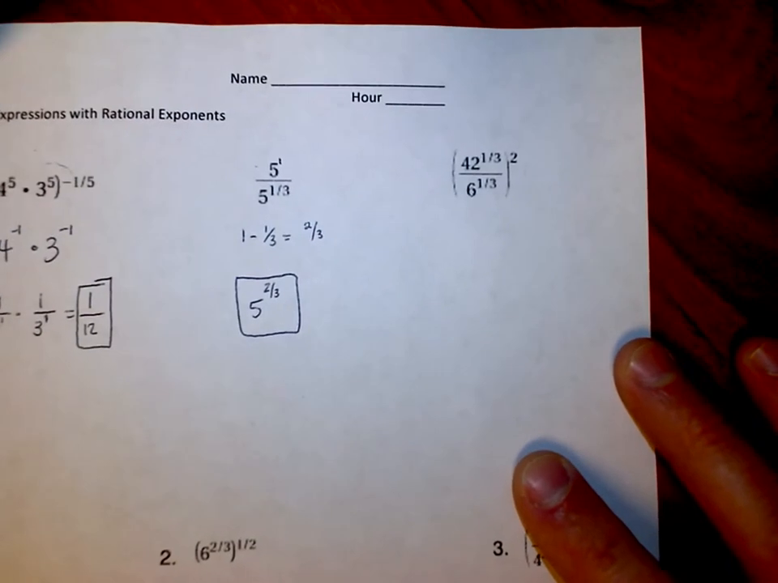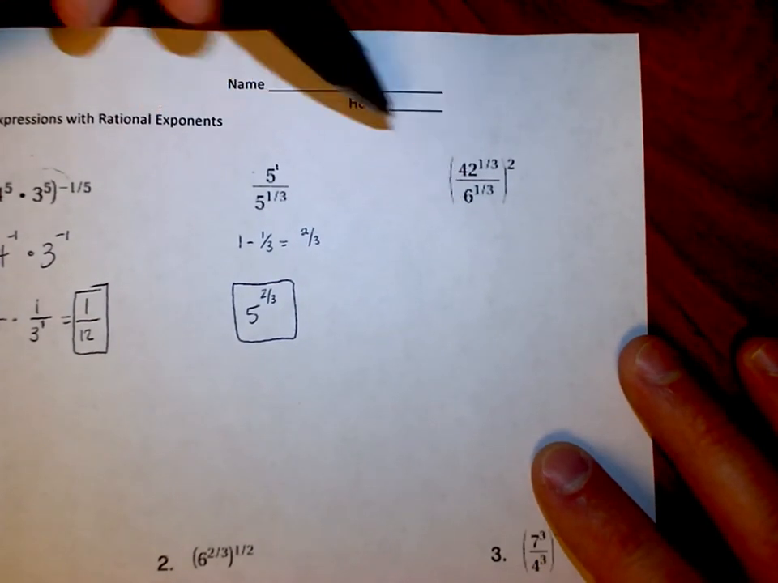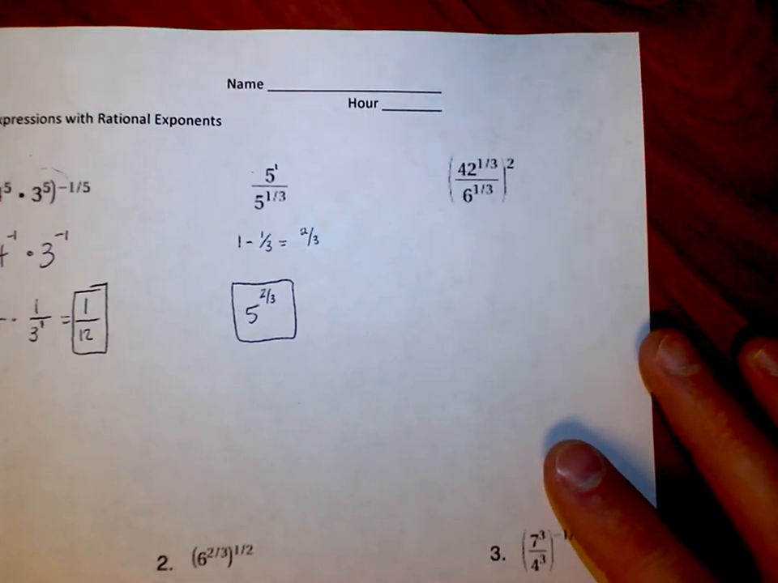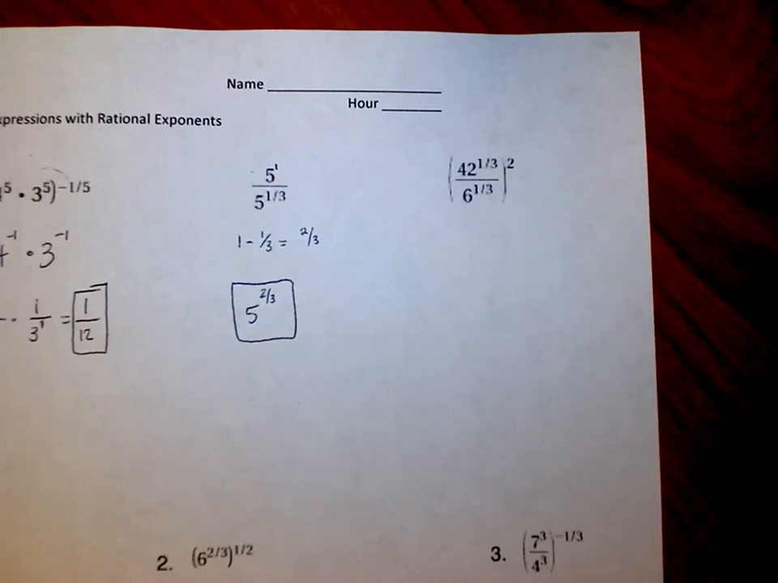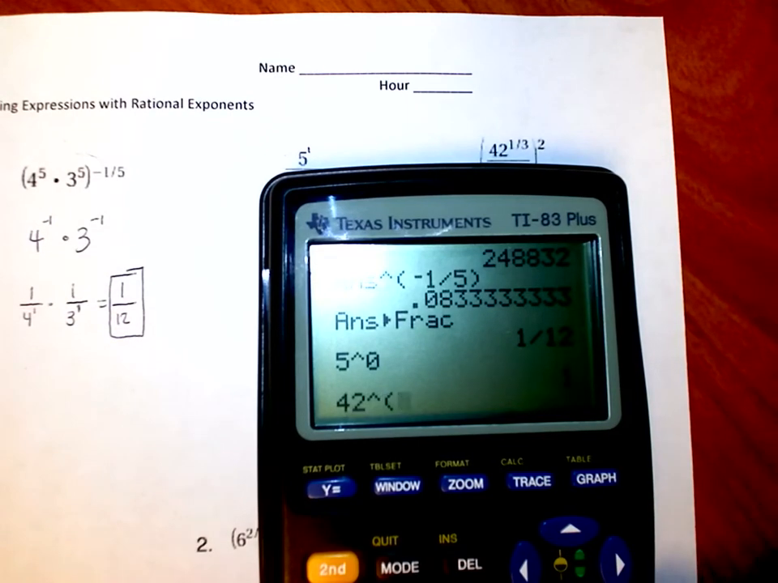Last problem. I have 42 to the 1/3 and 6 to the 1/3, and those are both squared. How do I approach a problem like that? Honestly, the first thing I'm doing is plugging into my calculator. So let's give that a shot first. If we get a nice, neat number, then let's not worry about it.